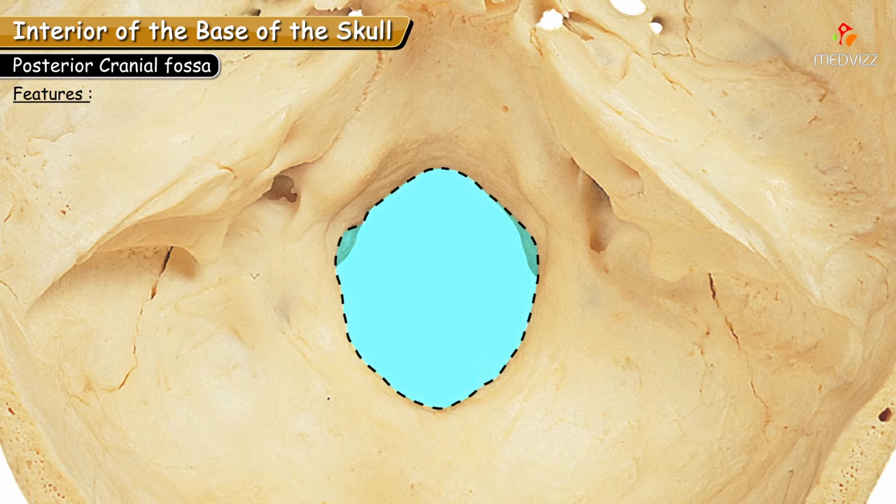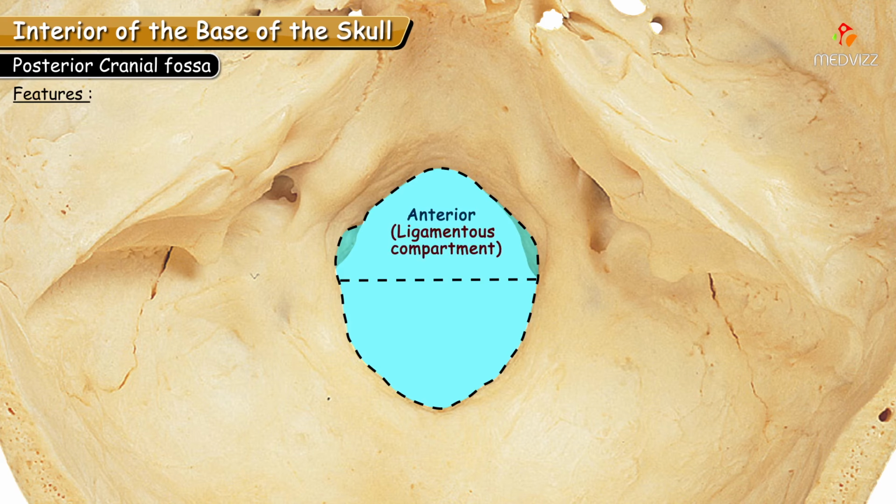So moving on to the large foramen which we see in the posterior part, the foramen magnum. For our better understanding, we can divide this foramen into 2 parts: an anterior ligamentous compartment which is narrow, and a posterior broader neurovascular compartment. The ligamentous compartment transmits ligaments and the neurovascular compartment is for nervous tissue and blood vessels. This is just to remember the structures passing through.